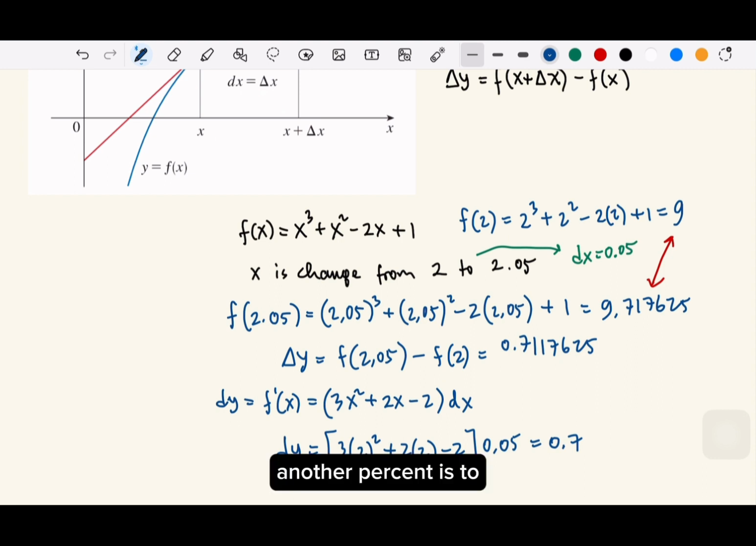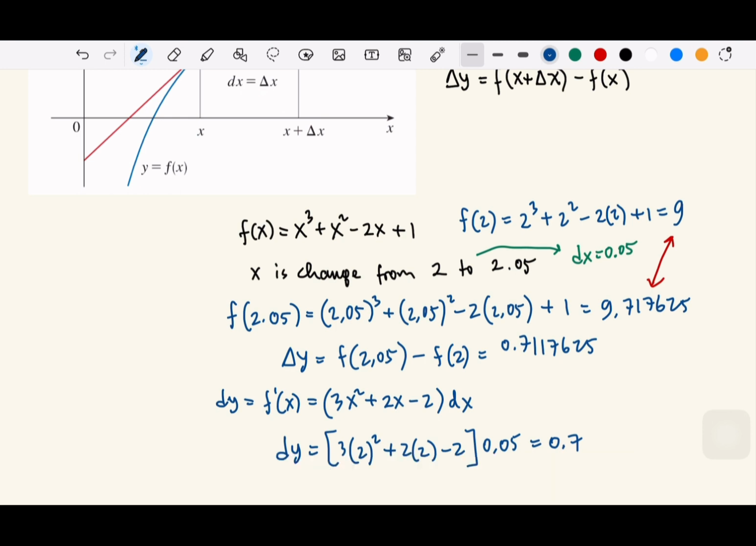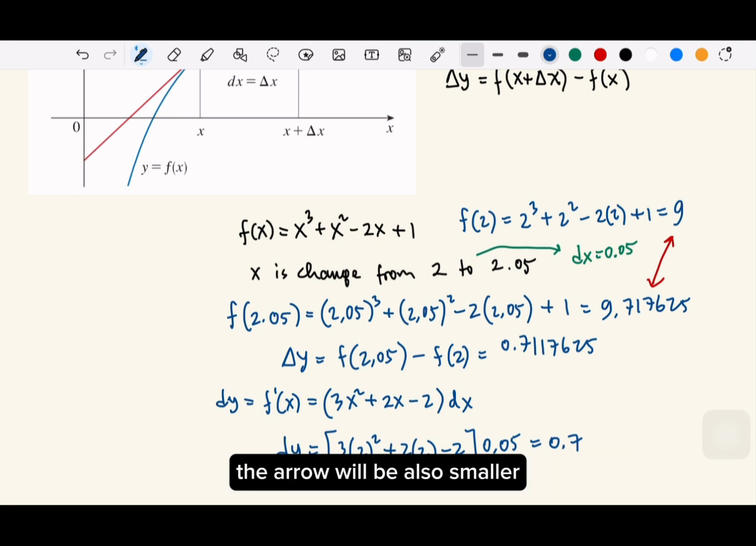Another question is to see the differentials. So we are comparing the delta and the d. And then you can also check if you change the question, not the number. Let's say we change 2 to 2.01, and we make it smaller. The error will also be smaller.